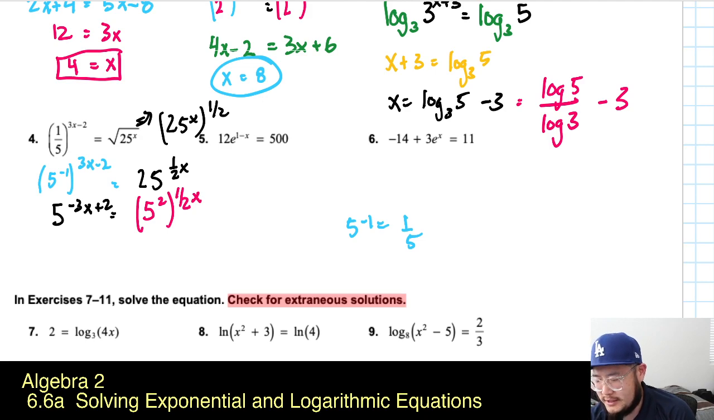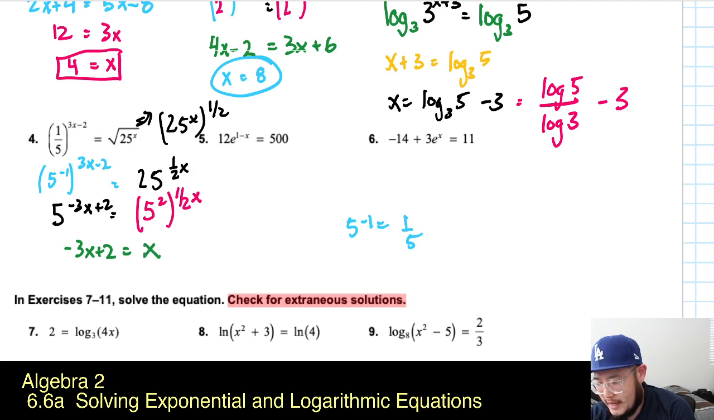Bases are the same, so we keep the exponents equal to each other. I've got negative 3x plus 2. And this 2, when we raise a power to a power, we multiply that with the 1/2 x, and that'll just be equal to x. We'll get x by itself.